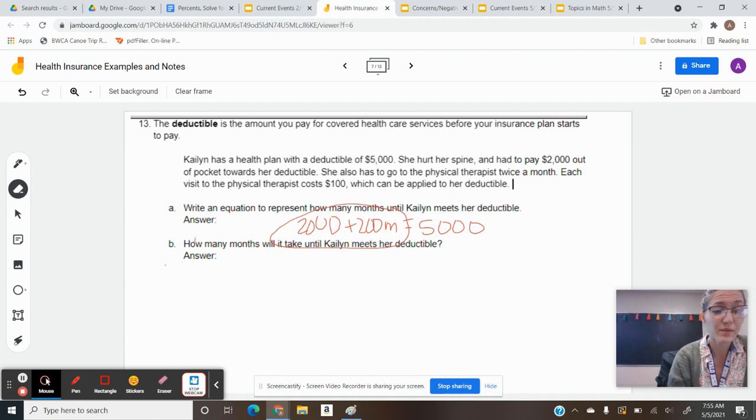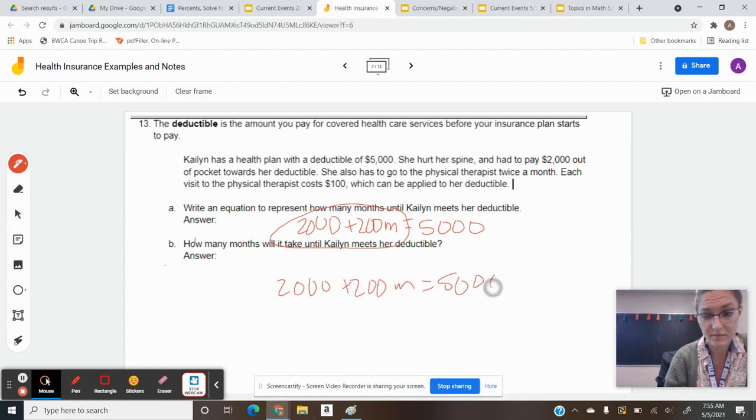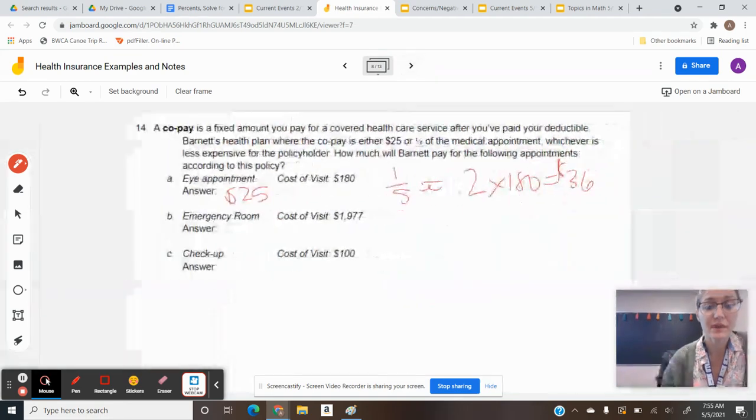All right, so for B, you're going to use this equation to figure out how many months until she meets her deductible. So you're just going to take that equation and solve for M until you get M equals one single number, and that's how many months it would take until she met her deductible.